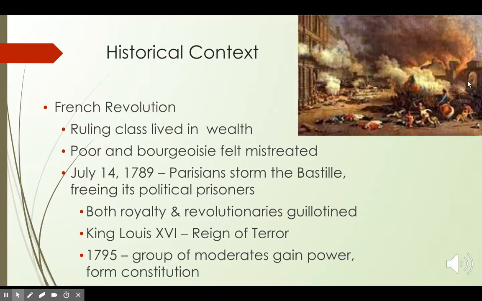After this happened, the king at the time, King Louis XVI, began a reign of terror. Think of the purge back around this time in the Soviet Union. It was a lot like this. You did not know if you would be able to survive. Then, in 1795, a group of moderates gained power and formed a constitution. Notice the quick changes in power and ruling at this time. This is what France is going to deal with for nearly 50 years.